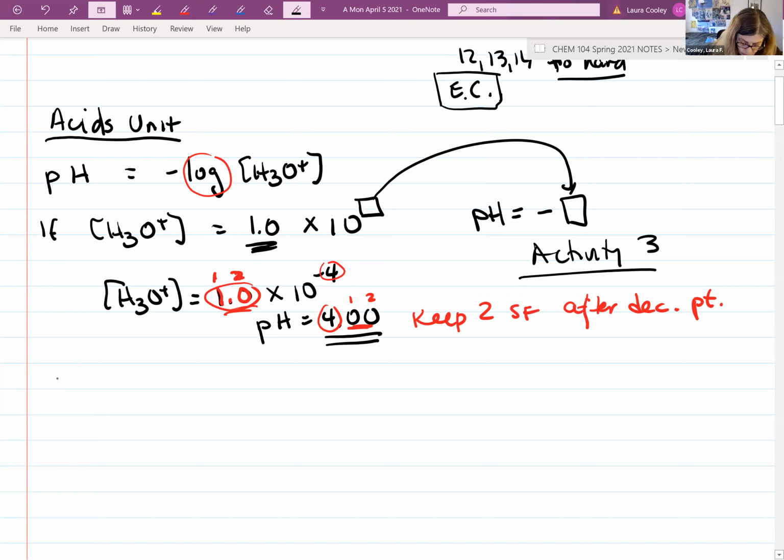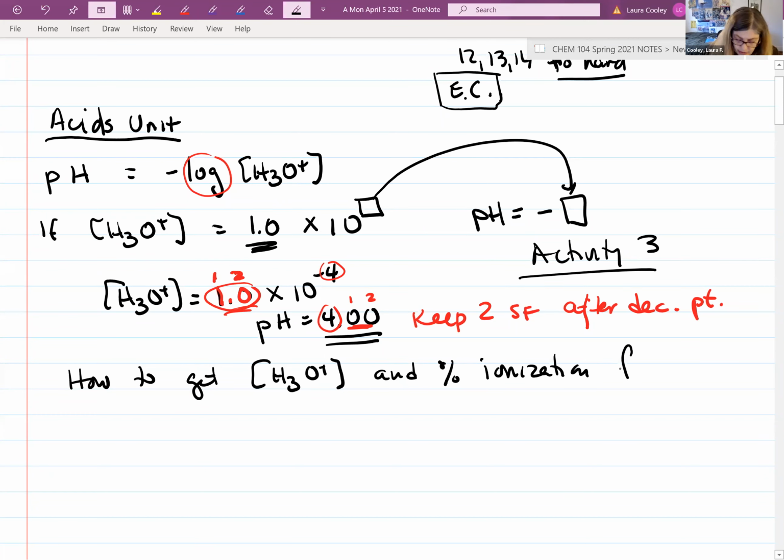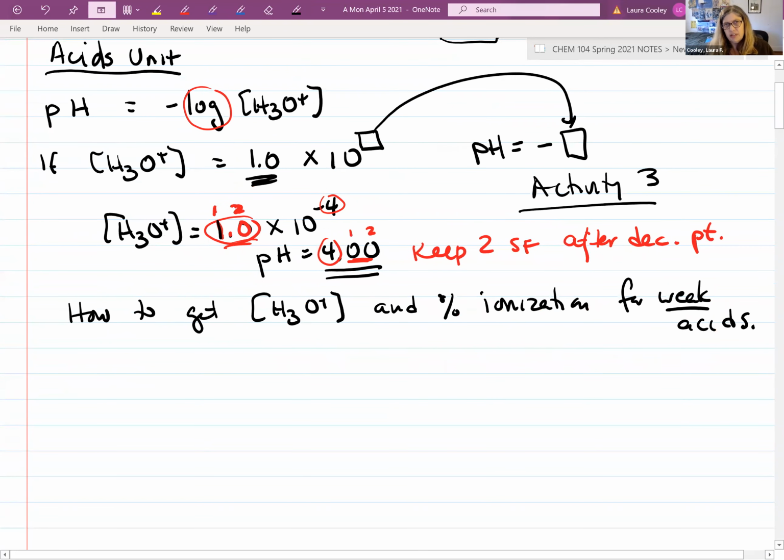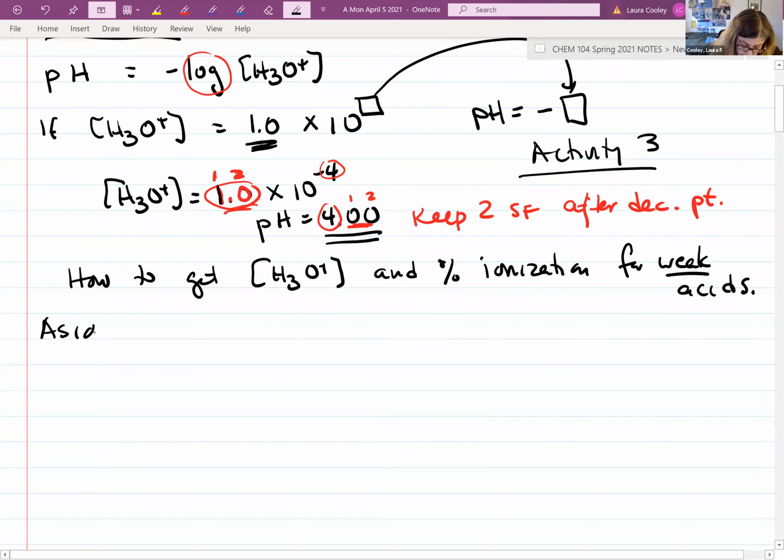Another thing we talked about was how to get the concentration of H3O+ and the percent ionization for weak acids. And that's actually a much more difficult question to answer than it is for strong acids. So just as an aside, how do you do this for strong acids? How do you get the H3O+ and percent ionization?